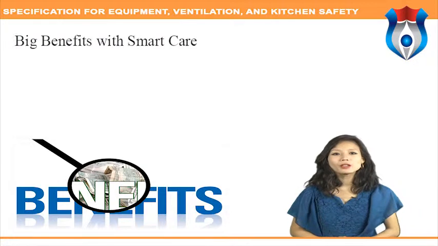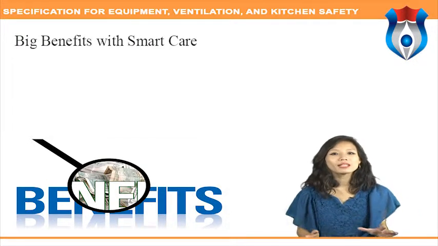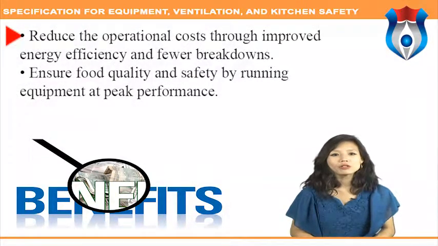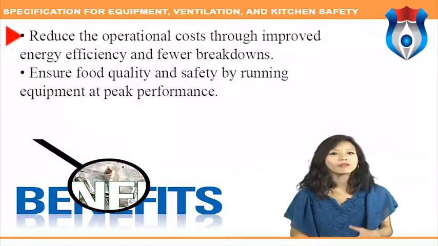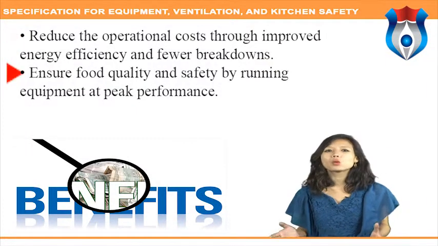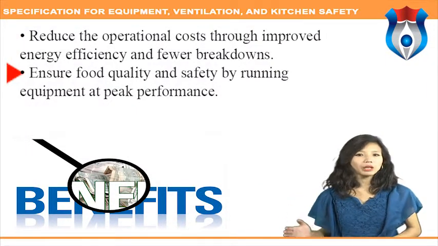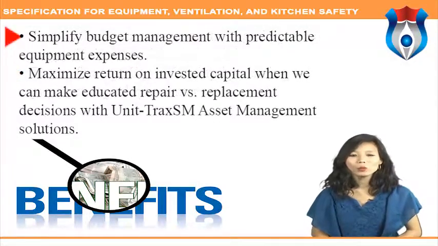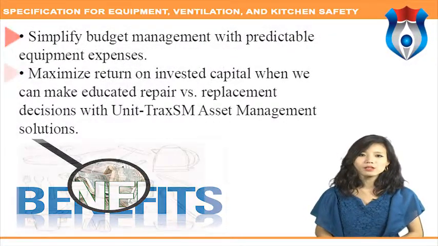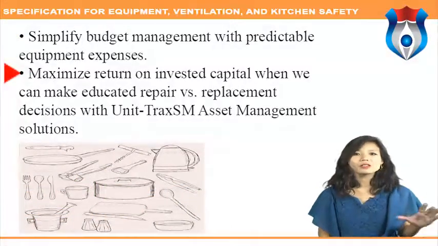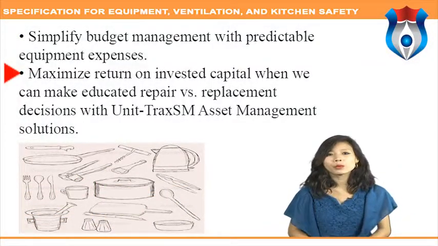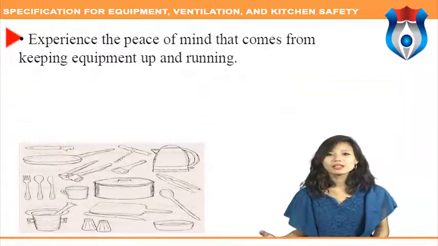Big benefits with Smart Care. Smart Care is a true proactive and comprehensive approach to kitchen equipment care that helps reduce operational costs, improve energy efficiency and reduce breakdowns, ensure food quality and safety by running equipment at peak performance, simplify budget management with predictable equipment expenses, and maximize return on invested capital when we can make educated repair versus replacement decisions with Unitrack's SM Asset Management solution. Experience the peace of mind that comes from keeping equipment up and running.